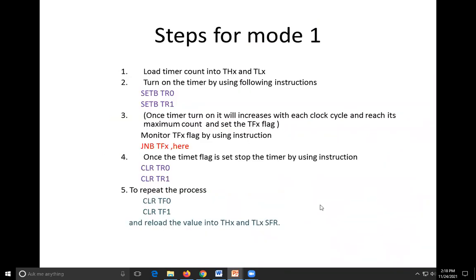The same process we are discussing. Load the timer, then set bit the timer 0, set bit the timer 1. Then jump until the overflow flag is generated or not. For that purpose, you have to use this instruction. After the overflow flag is generated, clear the timer 0, clear the timer 1. Now we also have to clear the overflow flag. Then again reload the value of THx and TLx. This is mode 1.